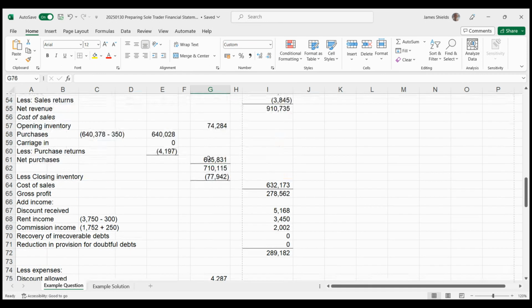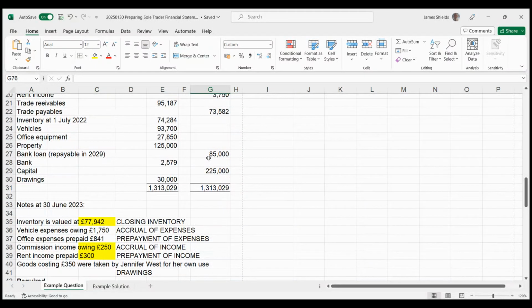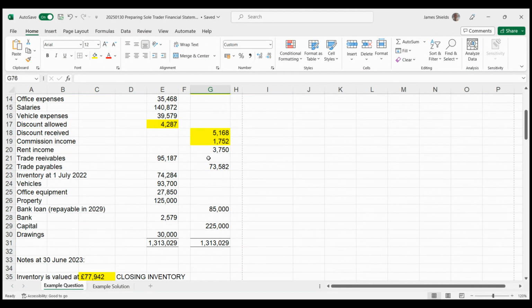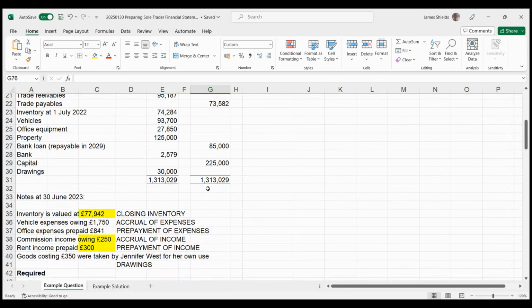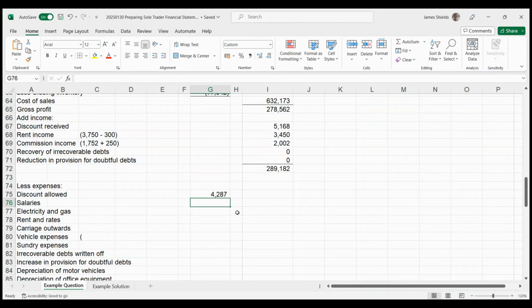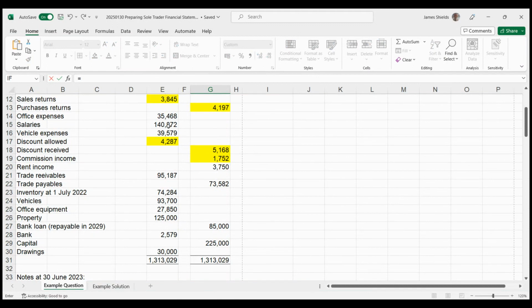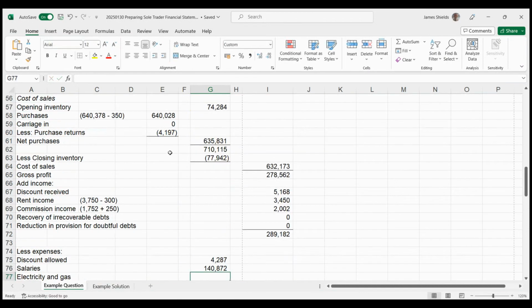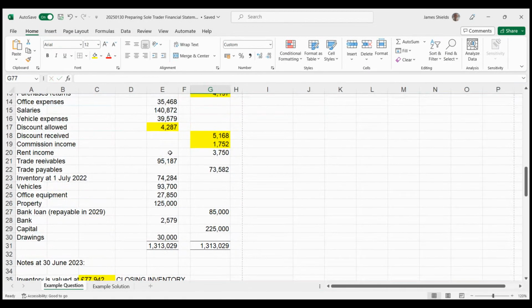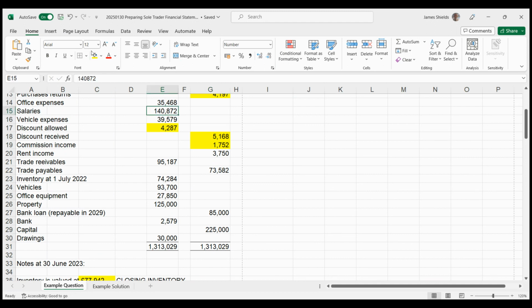Salaries. Right, were there any salaries in this question? Yes, there's salaries there of 148.72. There's nothing in there about salaries. So it's going to be £140,872. So let me highlight that 140,872 because we've used that figure now.